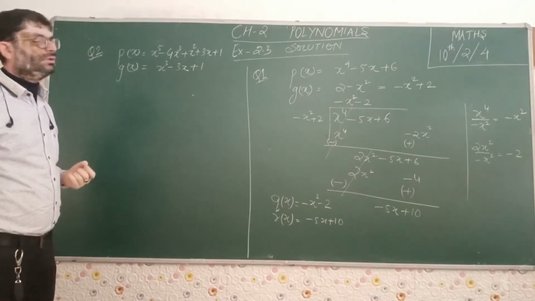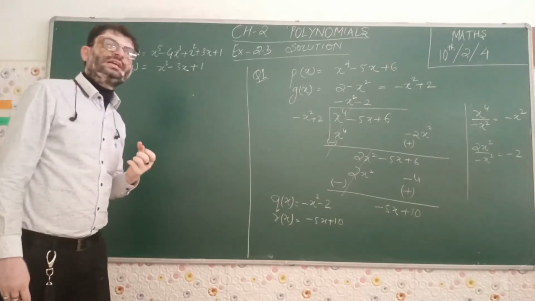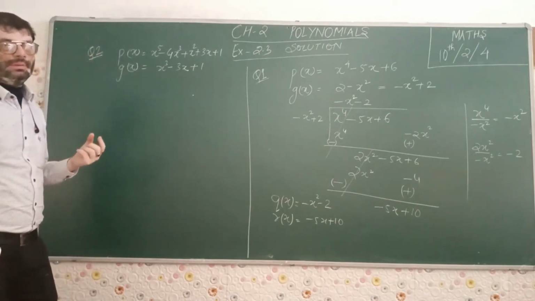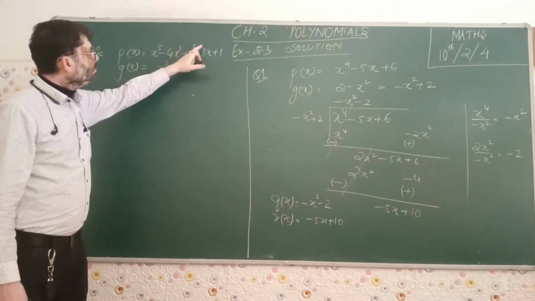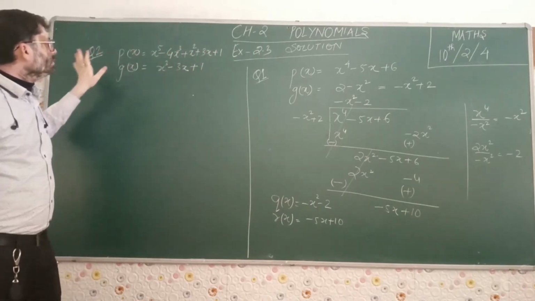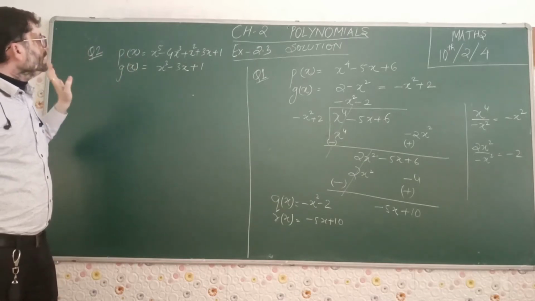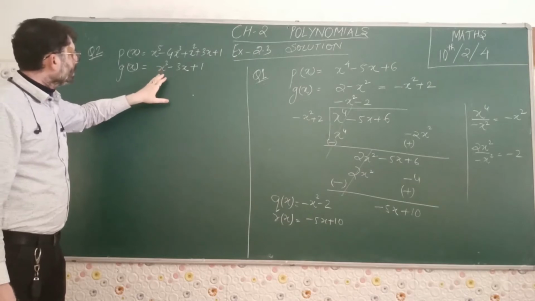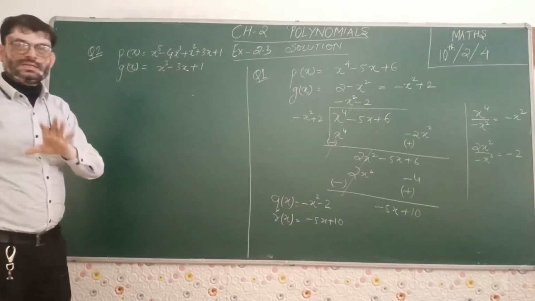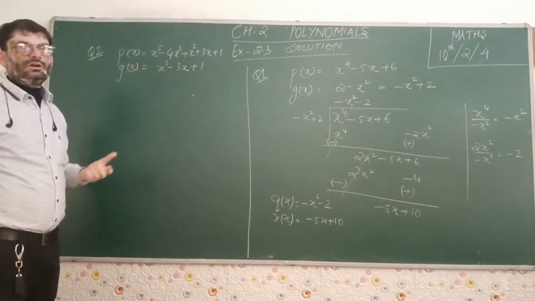So let us continue again with the division process, but before moving, let us check the decreasing power of the variable x. 5, 3, 2, 1, 0. So there is no change in p of x. We did not change because it is already in the decreasing order of power of x. In g of x, 3, 1. Here also there is no need to change. It is already in the decreasing order of power of x.